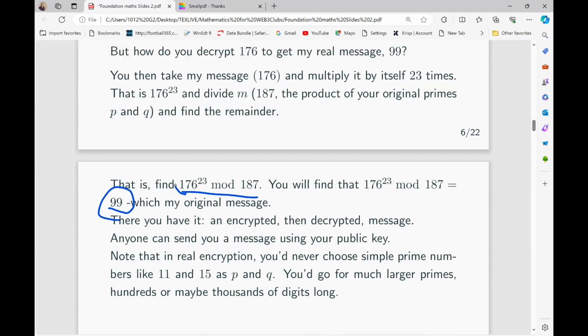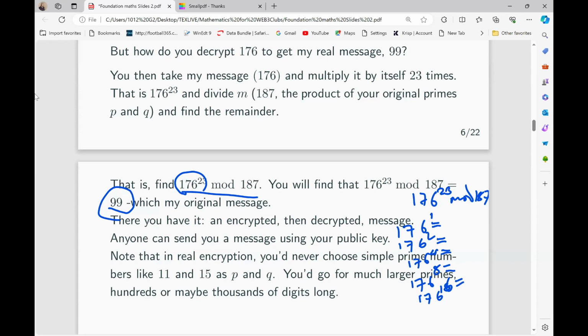And this one, again, you're using the fast powering algorithm. That is 176 raised to 23 mod 187. So first of all, you find 176 raised to 1, 176 raised to 2, 176 raised to 4, 176 raised to 8, 176 raised to 16. Raise it again, it will go beyond 23. So that is enough. So you find what these are, you are doing it mod 187, and then multiply those.